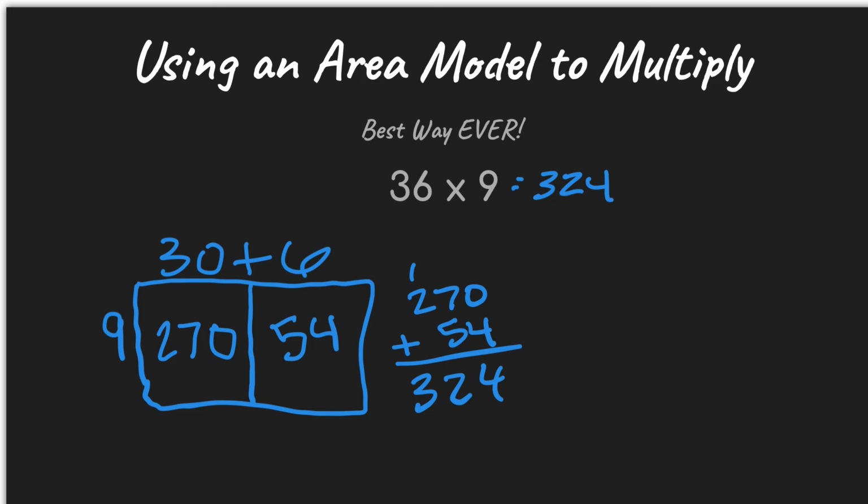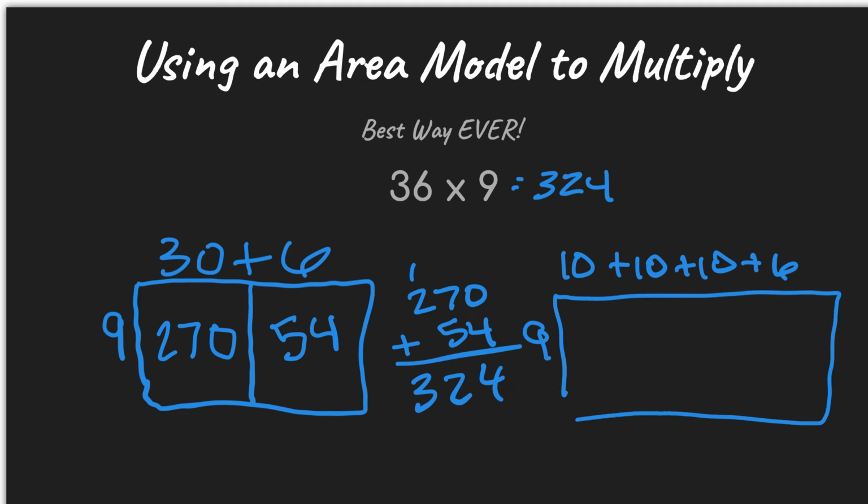But I love this way we can break it apart. I did want to show you could break it apart however you want. So let's say you were not good at your fact here. You couldn't do 30 times 9. You could break it apart and do 10 plus 10 plus 10 plus 6. That is still 36. And I'm still going to put 9 over here. When I draw my rectangle, I'm still going to look for plus signs and draw some lines. Now I can do 9 times 10, which most of you can do, especially after that patterns video.